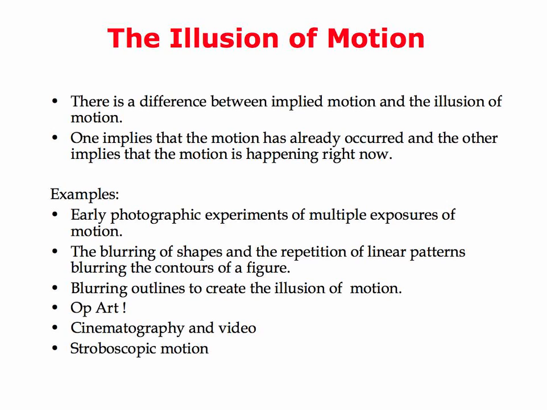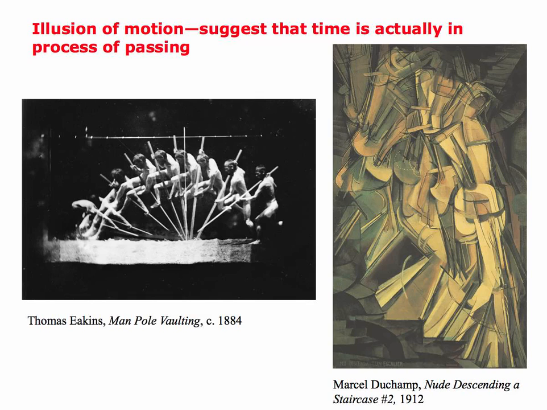Op art creates an illusion of motion in our minds as well. And then other forms of cinematography and video create the illusion of motion over time. So here are some more examples. Man pole vaulting gives us the illusion of motion as this guy jumps on the pole vault. And Marcel Duchamp's Nude Descending a Staircase, again, suggests that time is passing, or suggests the movement of the person, the figure, down the staircase.